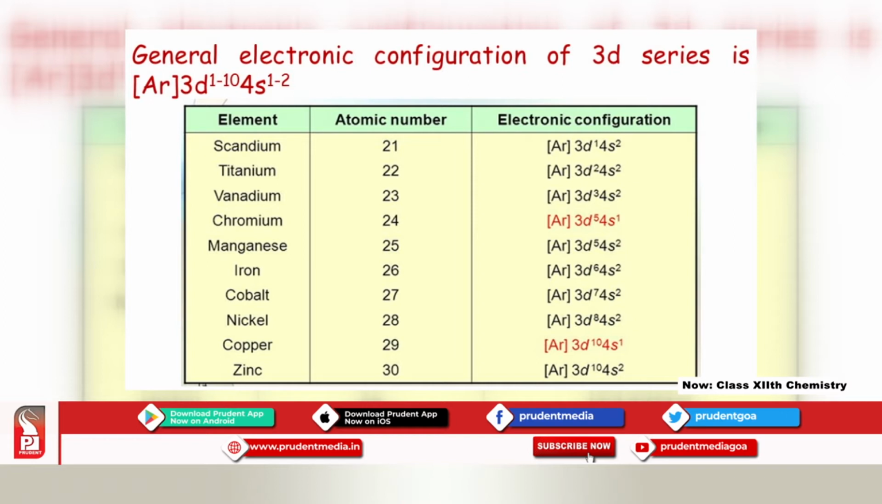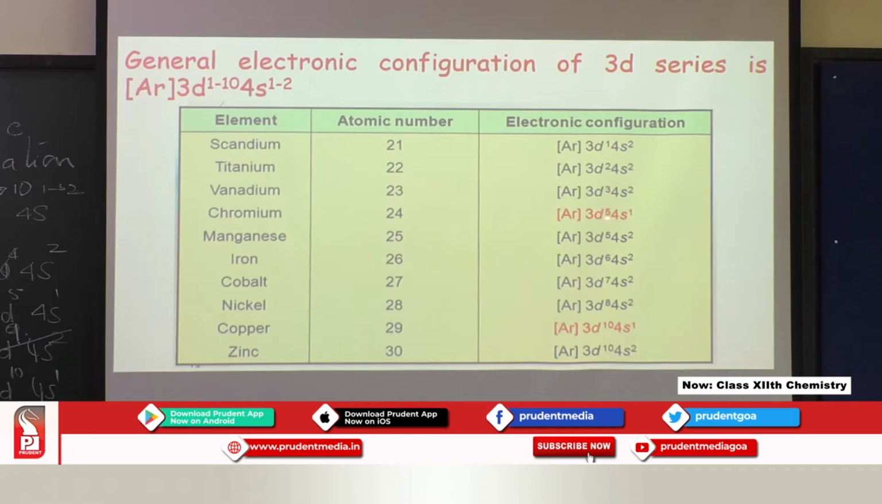So, next is zinc. It is what? Argon 3d10 4s2. This is how it shows. And this is half filled, this is half filled, and this is fully filled. That means here chromium, manganese, they are stable. Next, copper and zinc, they are stable.